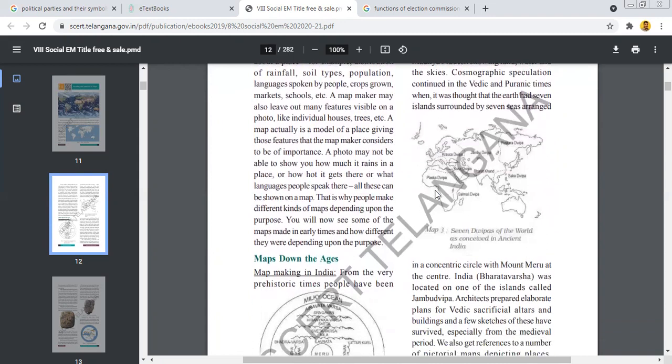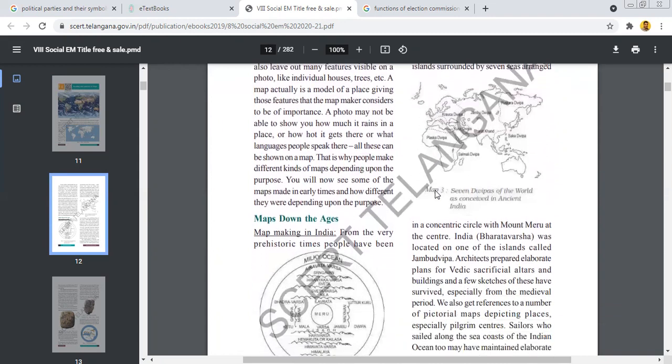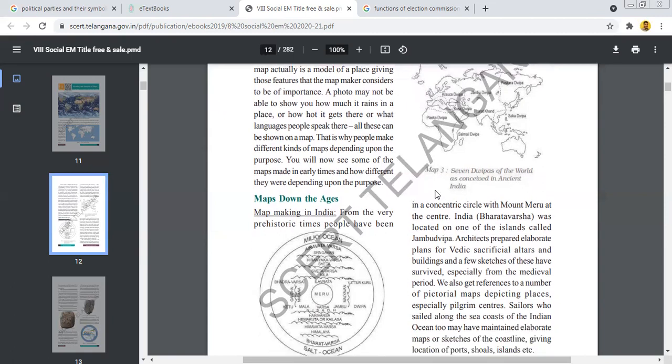Okay, so they traveled widely, and they maintained the record about the places they visited, the information which they heard from different people, and the information which was collected from different historians. With the help of those records, they prepared world maps. Okay, and they showed their country, Greece, in the middle of the world map.